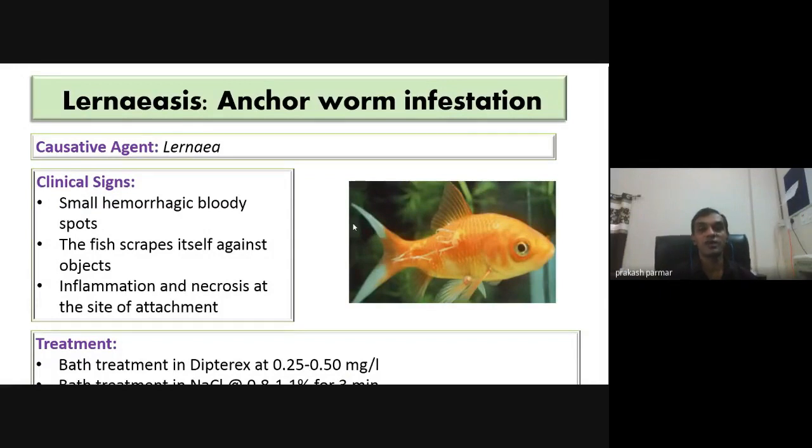Another common one is Lernaeasis, anchor worm infestation. On the fishes, you can see white thread-like structures attached. Lernaea also have hooks, through which they attach and suck the blood from the fishes. The fishes try to scrape themselves by rubbing the body against objects, and we can see inflamed areas wherever Lernaea are attached on the skin. Here, Kamdhenu treatment and NaCl treatment can be given.